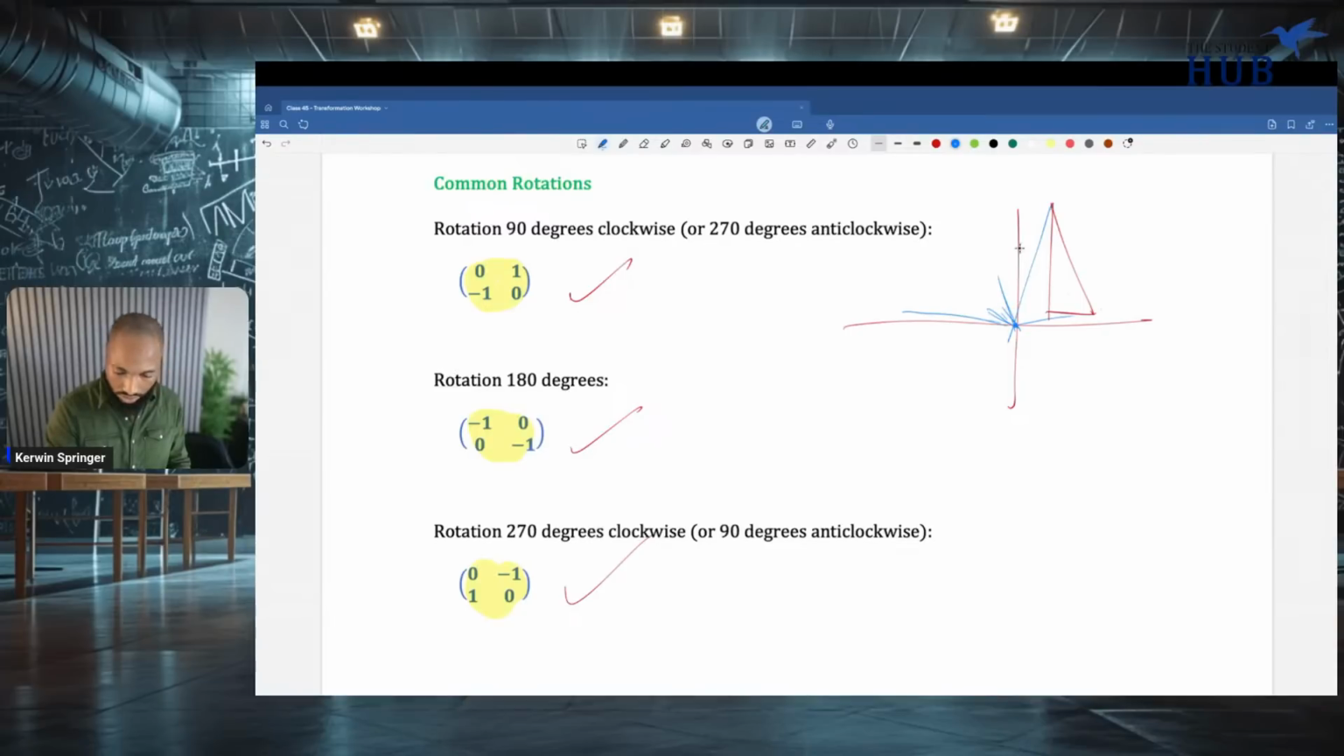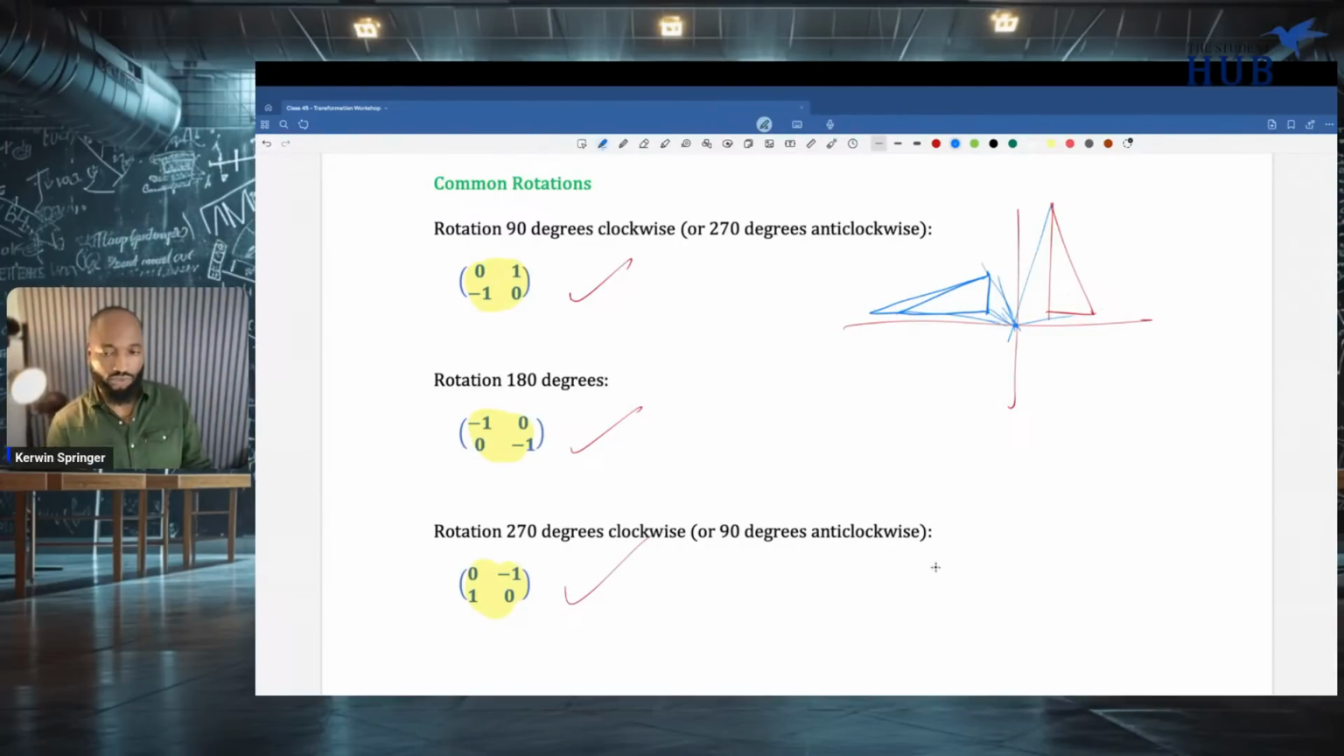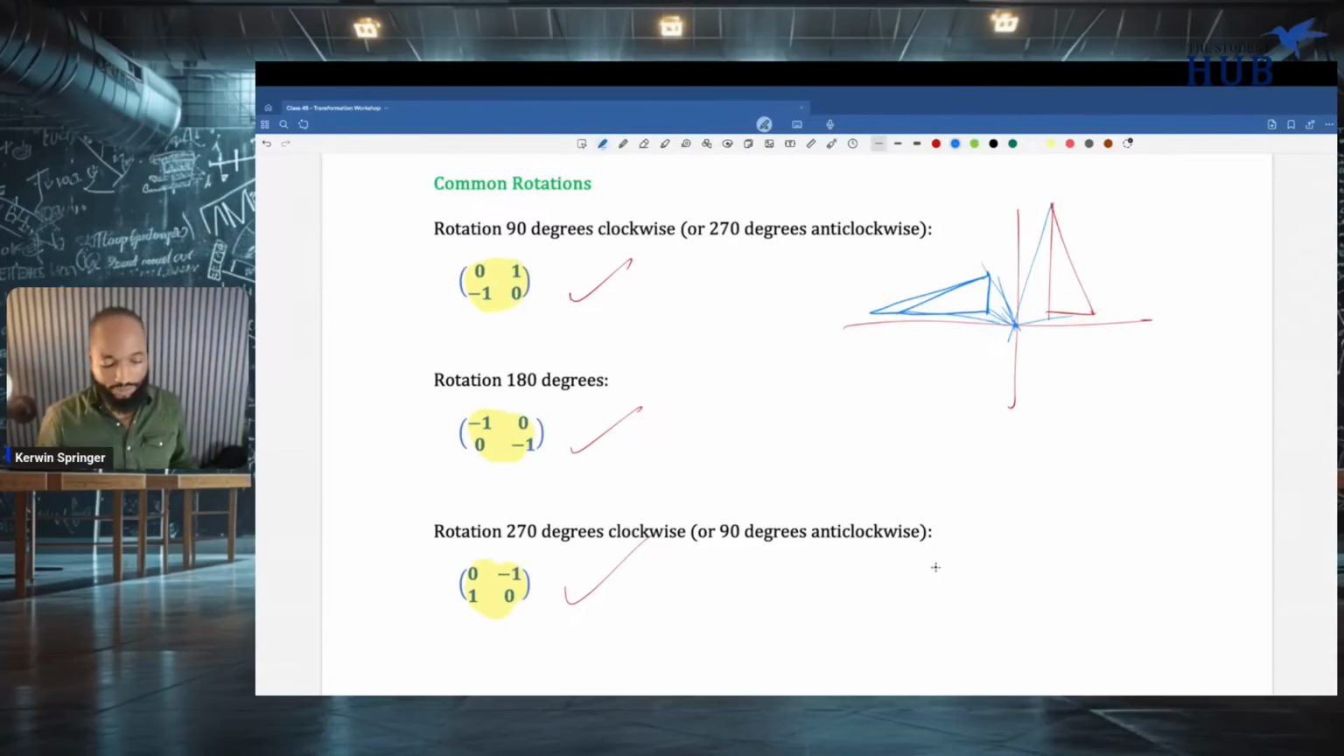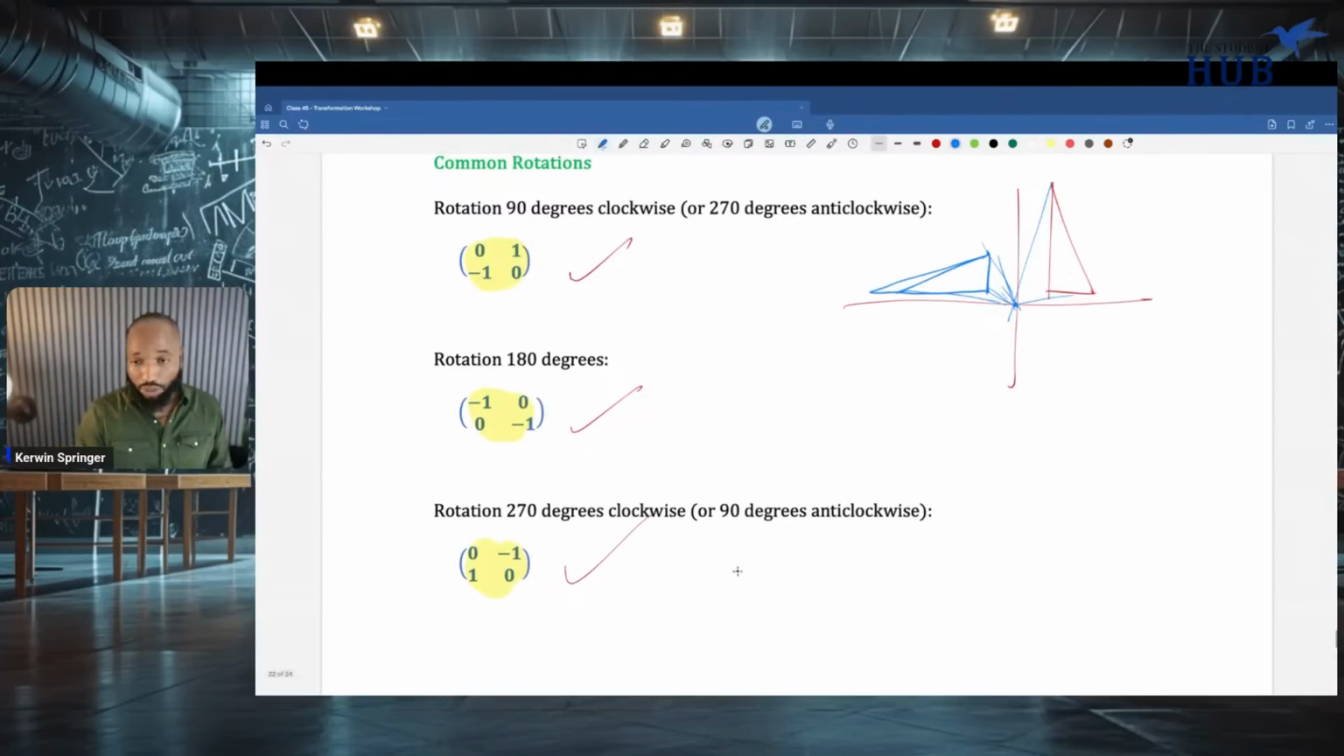And you see that I will do some kind of something like this. Is that what you're thinking? So just fall along like that. Okay, so that's common rotations.